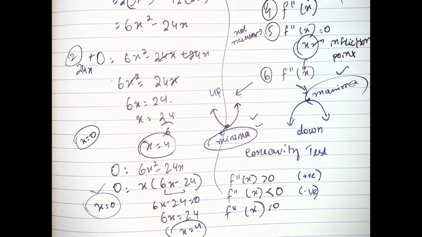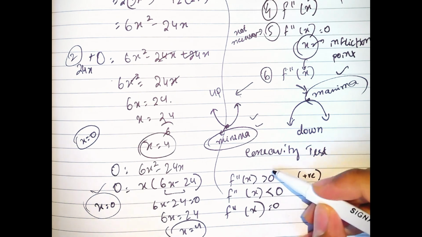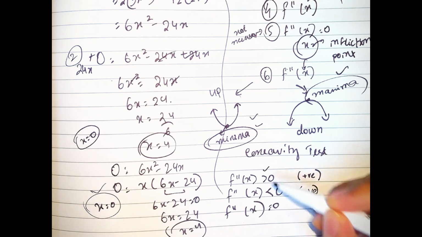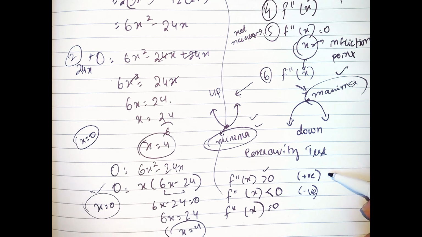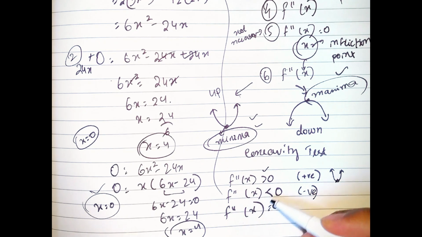If you are only getting 4, which means that f double prime of x will be greater than 0, you will get a positive value, the graph will be concave up, you will only get the value of minima. How will you get the value of maxima? By putting it into the second derivative.